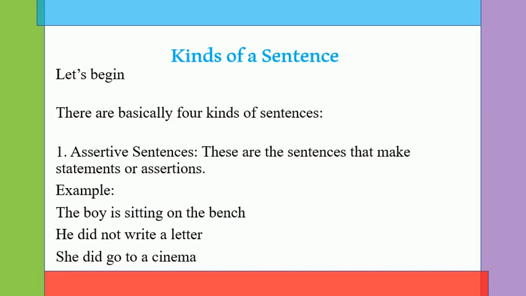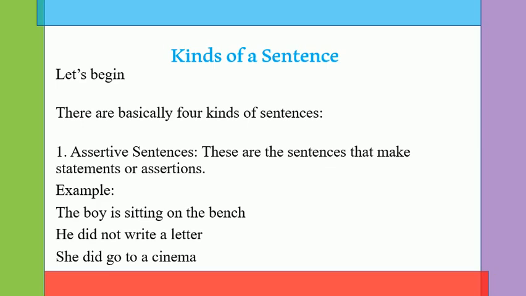one of which is an assertive sentence. Now, assertive sentences are those sentences that make statements or assertions. For example, the boy is sitting on the bench. Now, in this, it is making a statement. Somebody is making a statement that there is a boy who is sitting on the bench. That person is giving information, is making a statement that something is happening.